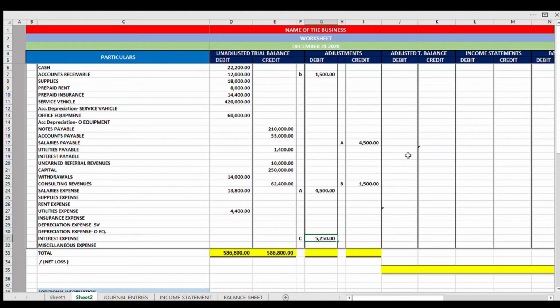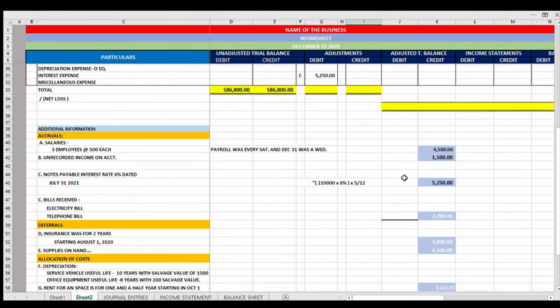5,250 interest expense, and credit is interest payable, interest payable. Okay? 5,250. Let us go on.